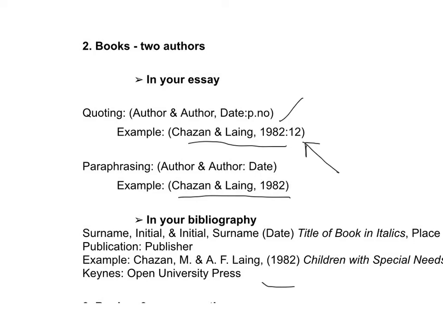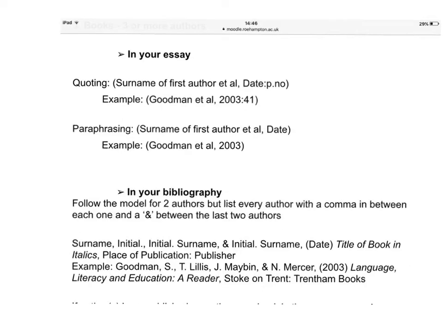Similar rules apply in your bibliography. You just cite the two names at the beginning and then follow the rules that we've just been through. Now if you have three or more authors, you move into the et al. So you don't say Goodman and Jones and Chang, you would say Goodman et al. And again, the same basic rules apply to the year and the page number, and the same rules apply as to whether you're citing verbatim or paraphrasing. So hopefully these ideas are starting to become familiar now.